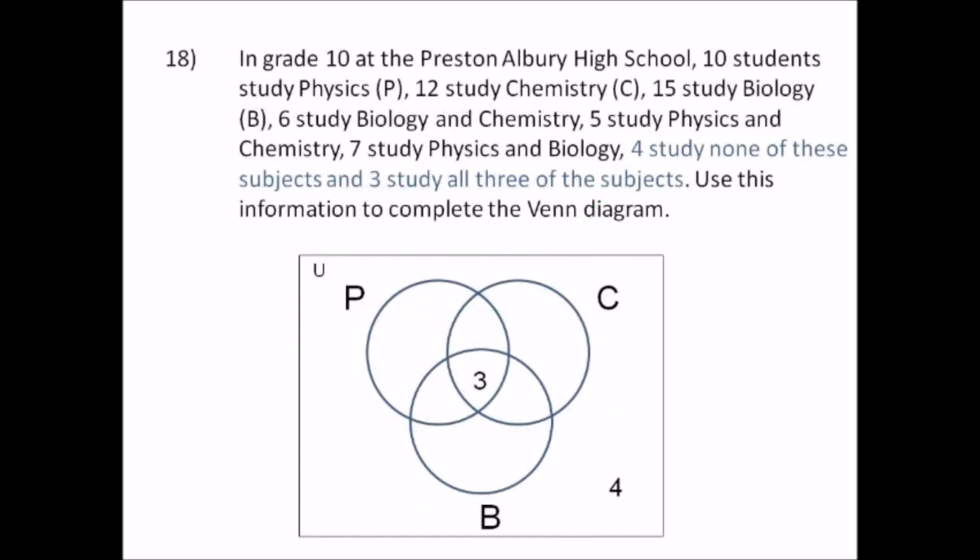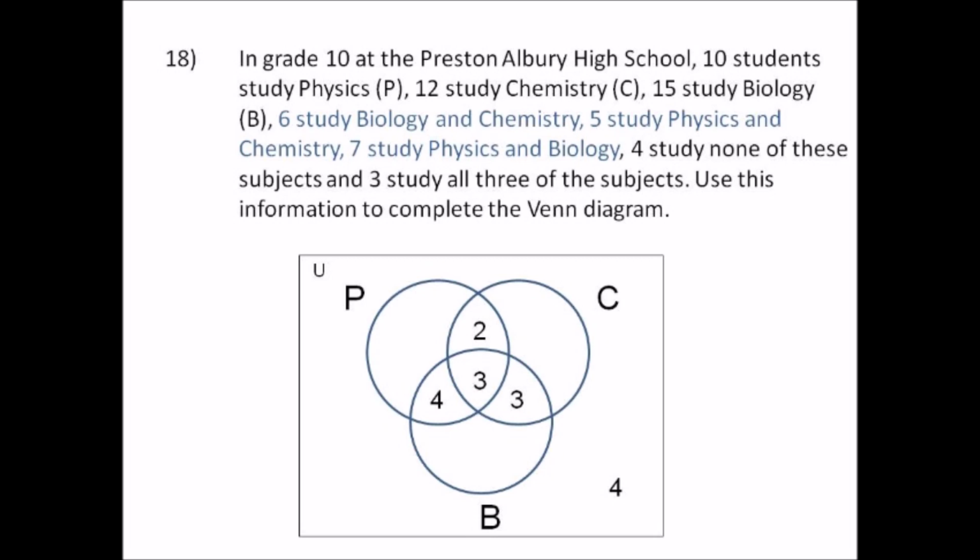Number 18. You have the Venn diagram. The two numbers you have to put in are 3 and 4. 3 in the middle and 4 on the outside. Those are the only two numbers you can put in from the numbers I have on that. The rest of the numbers you've got to figure out. So now you've got to figure out the parts in the middle for physics and chemistry. For biology and chemistry is 6. For physics and chemistry is 5. For physics and biology is 7. So use the 3 in the middle to figure those numbers out.